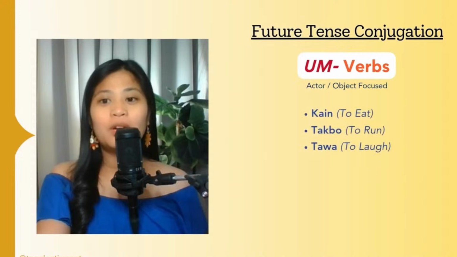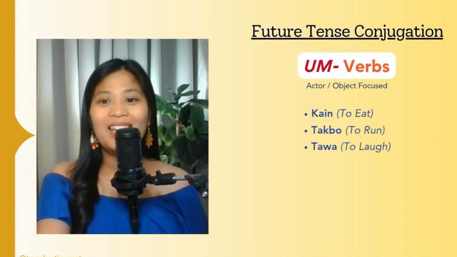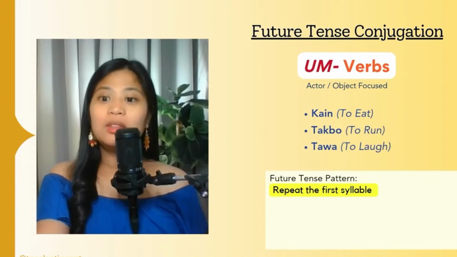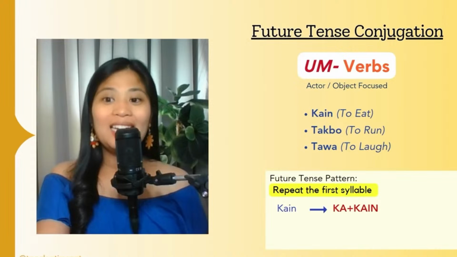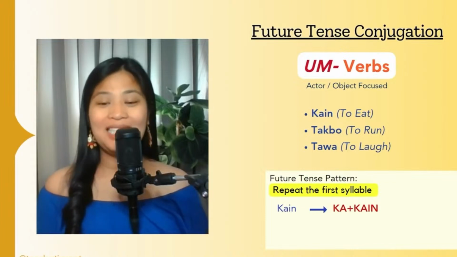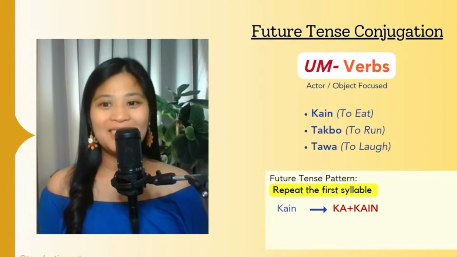Okay, next, um verbs. Our um verbs are kain, to eat, takbo, to run, tawa, to laugh. Now the pattern for um verbs is you repeat the first syllable. So take a look at this. Kain, to eat, becomes kakain. Kakain ako, I will eat. Kakain ako ng pansit. I will eat some pansit.